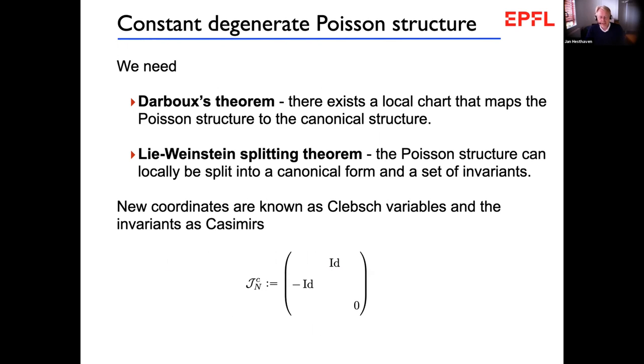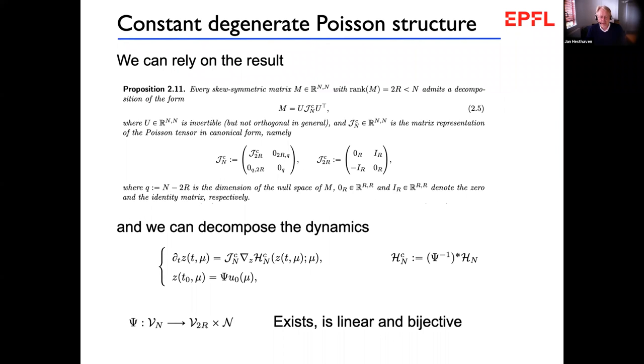Okay, in other words, there is a transformation that allows you to bring locally the Poisson operator into the form that is written below. Those variables in which this happens are called Clebsch variables, and the invariants are called the Casimirs. Those of you who have spent a bit of time in mathematical physics know that these are things that people use in a number of different ways. So that's the initial approach.